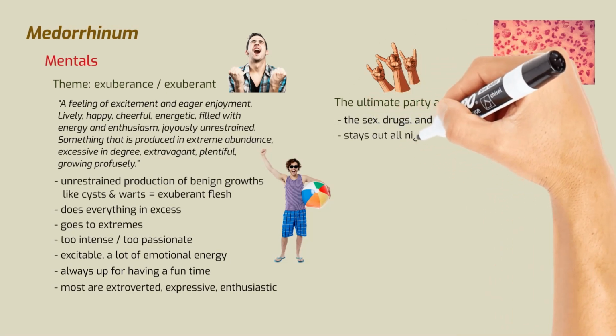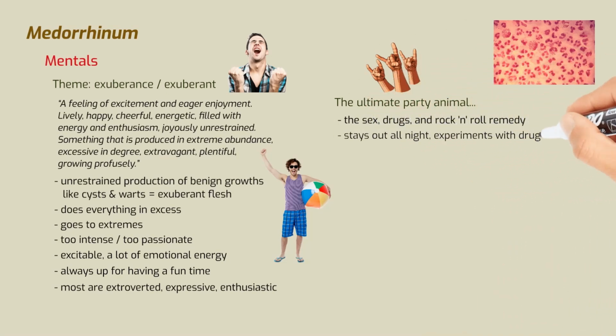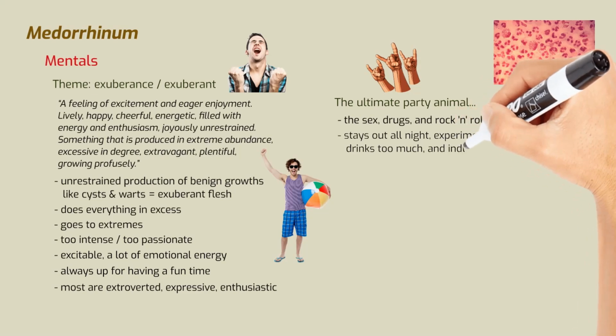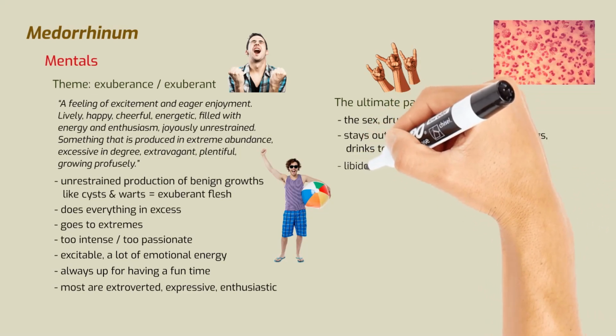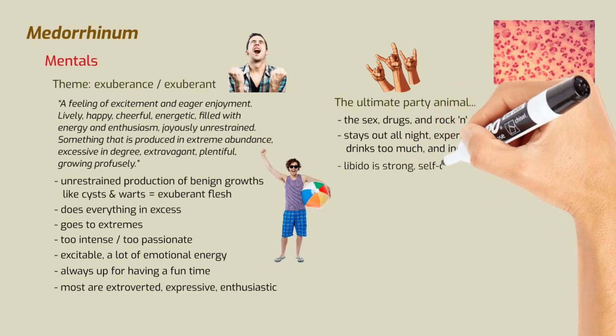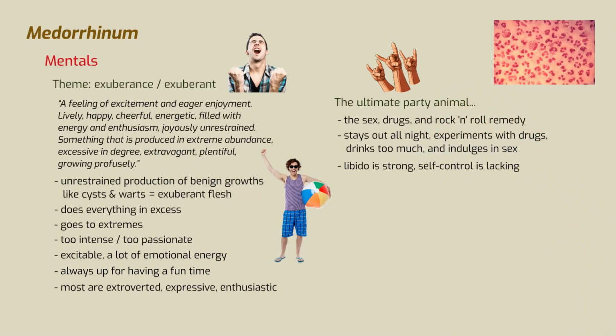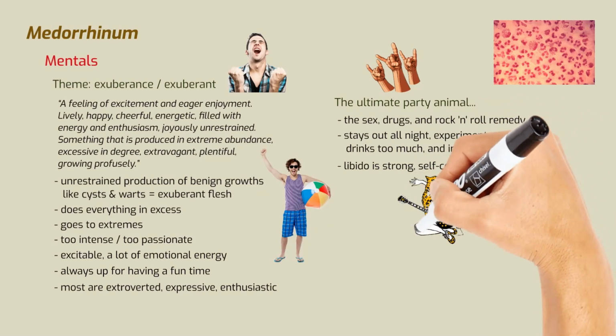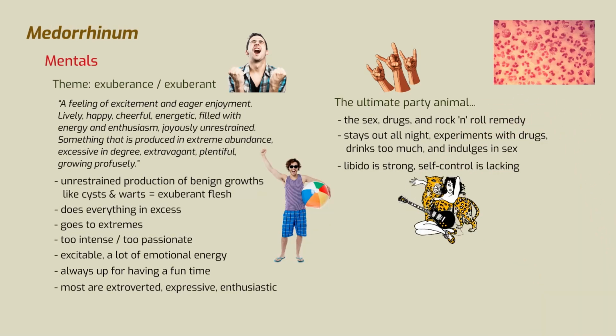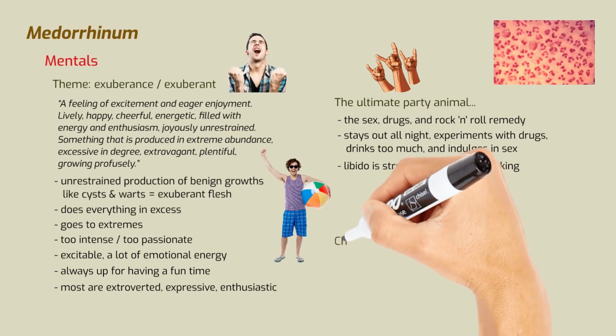Medorrhinum stays out all night long, experiments with drugs, drinks too much, and readily indulges his sexual cravings. The Medorrhinum libido is usually quite strong, and self-control is often lacking. Not surprisingly, his sexual excesses can often get him into trouble. If I suspect that this remedy is needed, I'll ask patients if they've ever had a party animal phase of life. Many will openly admit to fond memories of their youthful indiscretions.